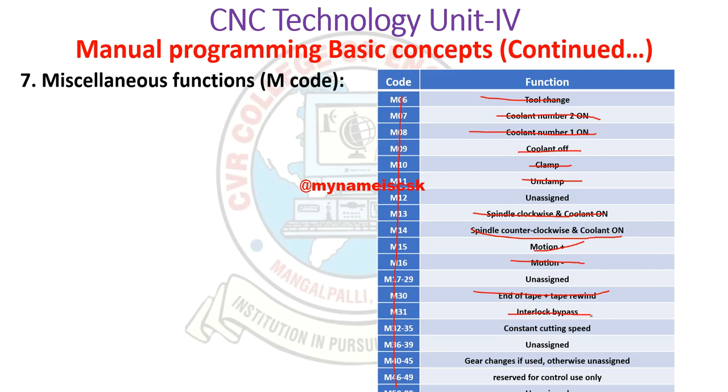M11 is interlock bypass. If there is any lock suddenly, then it will bypass the lock. And if you want to maintain constant speed, then M32 to M35. And if you want to change the gears in the NC, then M40 to M45. It depends on machine to machine, on what we are using. Reserved for uncontrolled use. And M50 to M99 is unassigned.